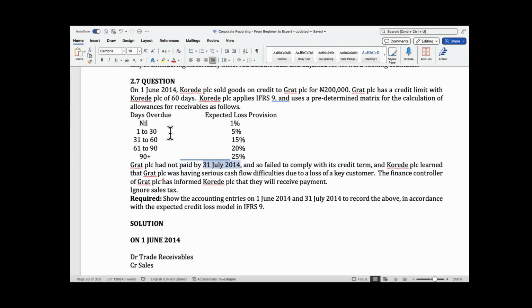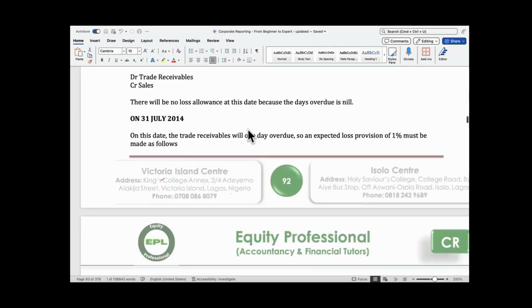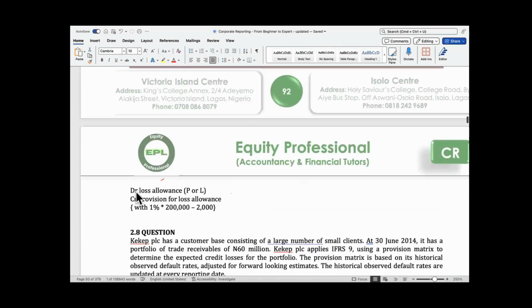So the guy is, after his 60 days credit limit, now overdue by 1 day. So that means we need to make a 5% loss provision, and that's what I calculated here. I debited loss allowance and I can credit provision for loss allowance with 2,000.